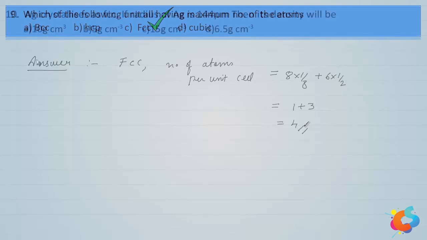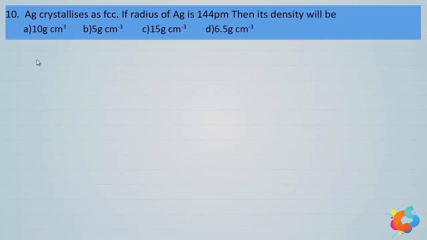The question states in this way. Silver crystallizes as FCC. If the radius of silver is 144 picometer, then its density will be, the given options are A. 10 gram per centimeter cube, B. 5 gram per centimeter cube, C. 15 gram per centimeter cube, and D. 6.5 gram per centimeter cube.